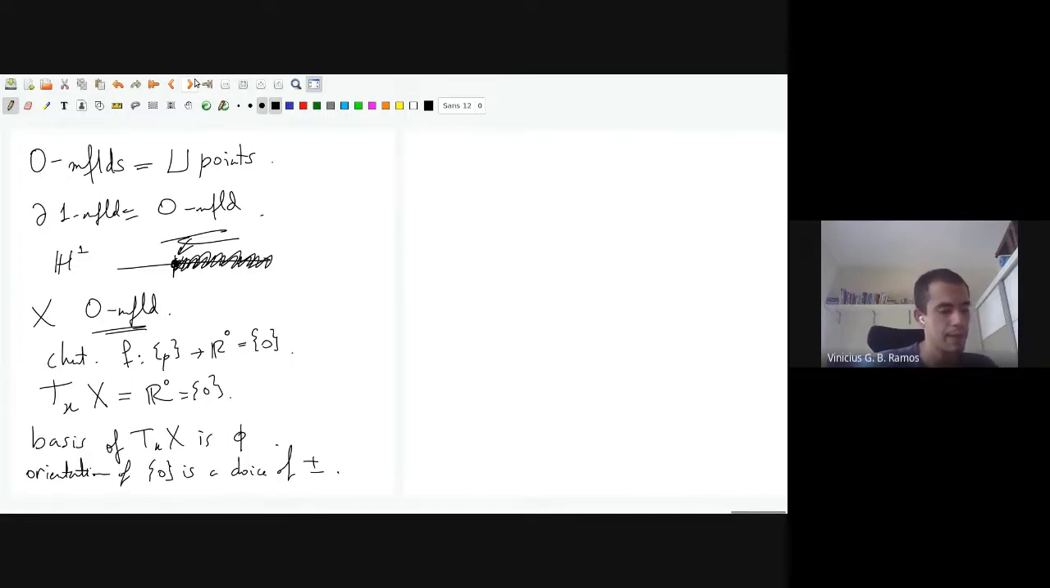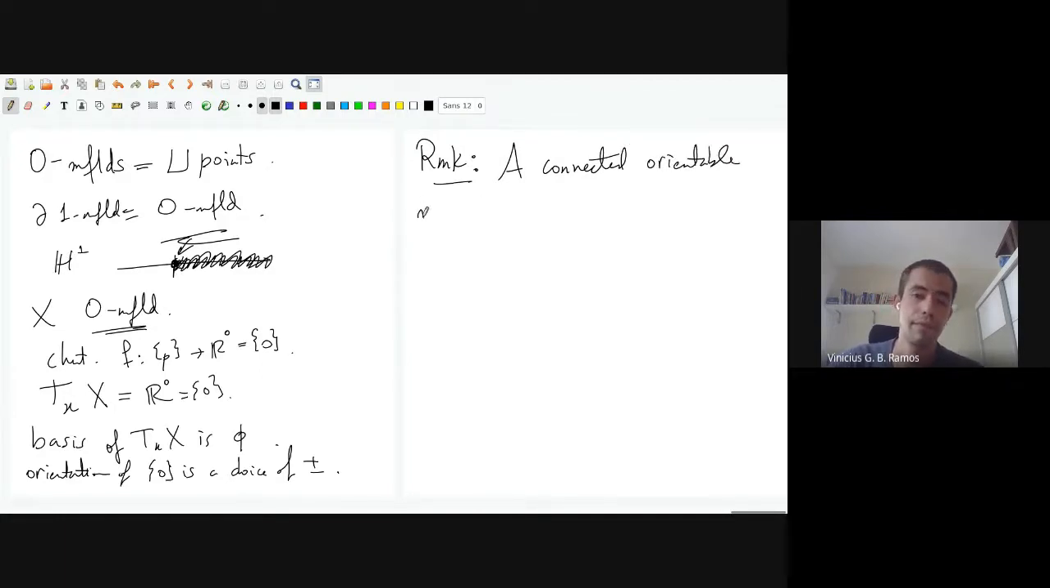Okay, all right. Oh, and one more remark that I should say, and this is true in any dimension, is that a connected orientable manifold has exactly two orientations. So if it's possible to find an orientation for a manifold, then you can always flip it, and then you have a different orientation.